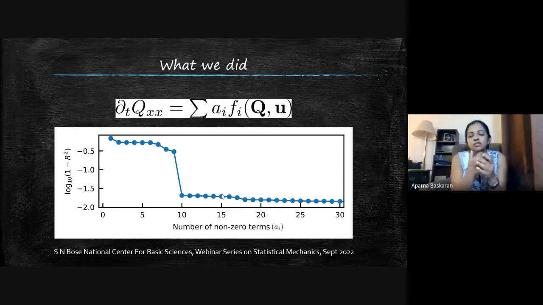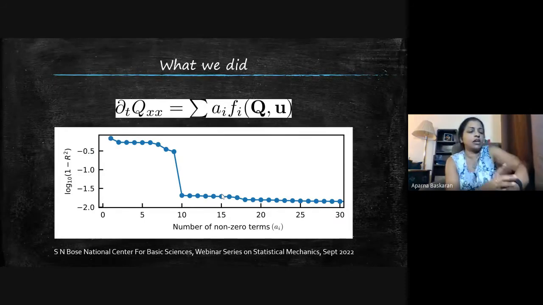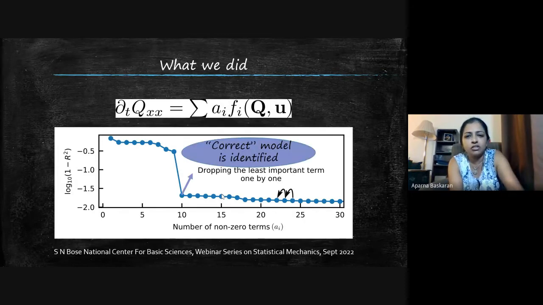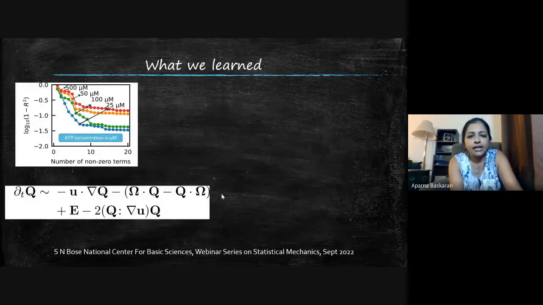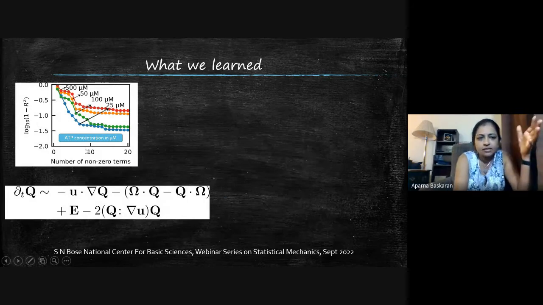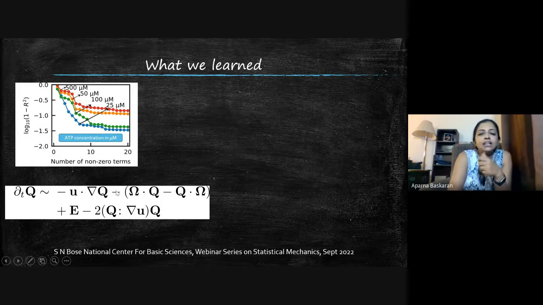Oh, one more piece of technical information. No, maybe we should skip this because we don't have time. I'll skip this technical information and just talk about the ideal model. So I can repeat the analysis and find the ideal model from the data for different ATP concentrations. These numbers here are ATP concentrations of my system. And the equation I discover for Q is of this form.